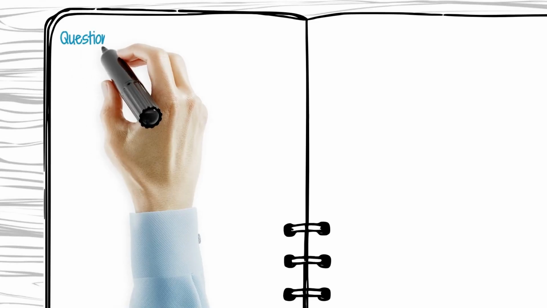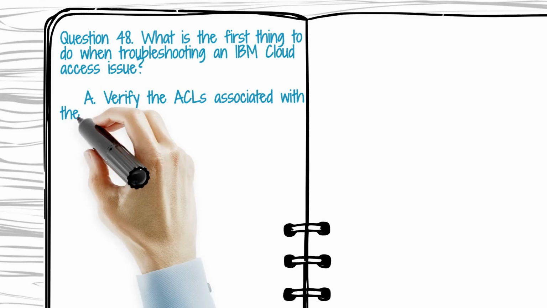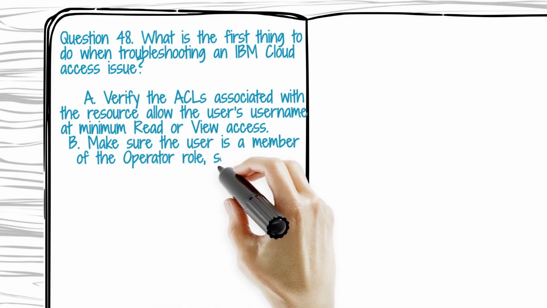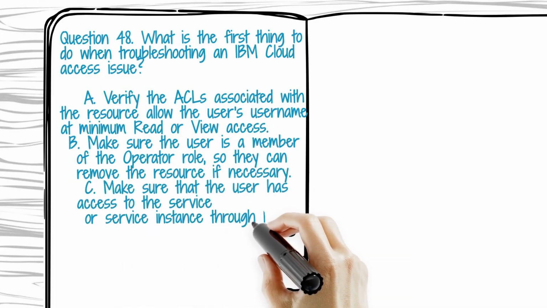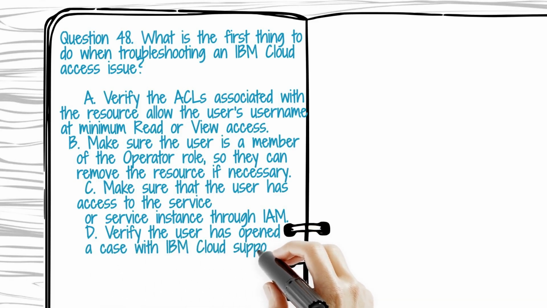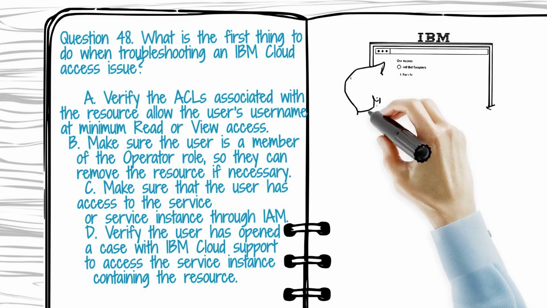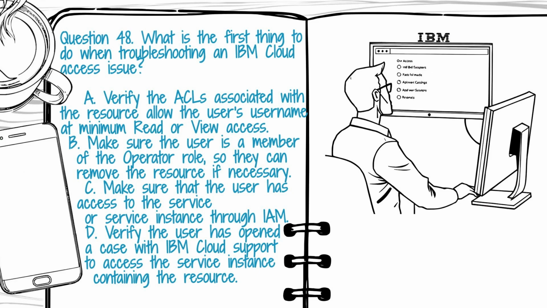Question 48. What is the first thing to do when troubleshooting an IBM Cloud access issue? A. Verify the ACLs associated with the resource allow the user's username at minimum read or view access. B. Make sure the user is a member of the operator role, so they can remove the resource if necessary. C. Make sure that the user has access to the service or service instance through IAM. D. Verify the user has opened a case with IBM Cloud Support to access the service instance containing the resource.